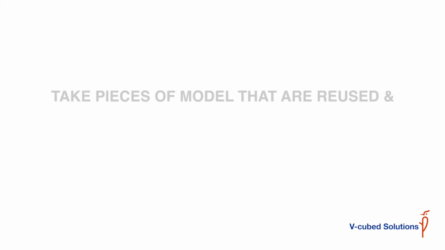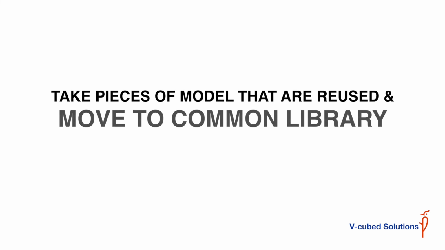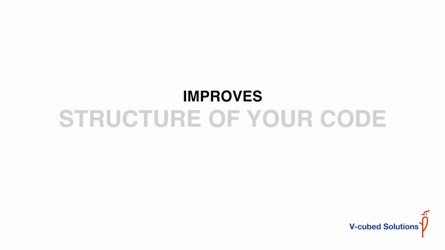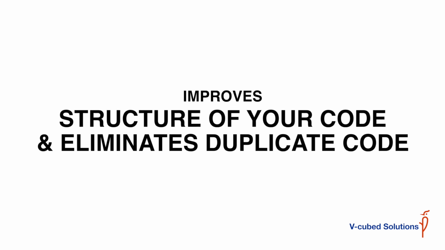The final big update is in clone detection. If there are pieces of your model that are being made or written over and over, and it's the same thing being reused, then the tool will notify you as well as provide you with automatic refactoring. What this will do is take pieces of your model that are being reused and move them to a common library, so it can be shared across projects or across models within a project to improve the structure of your code and to eliminate duplicate code. And that is all I have on the updates.